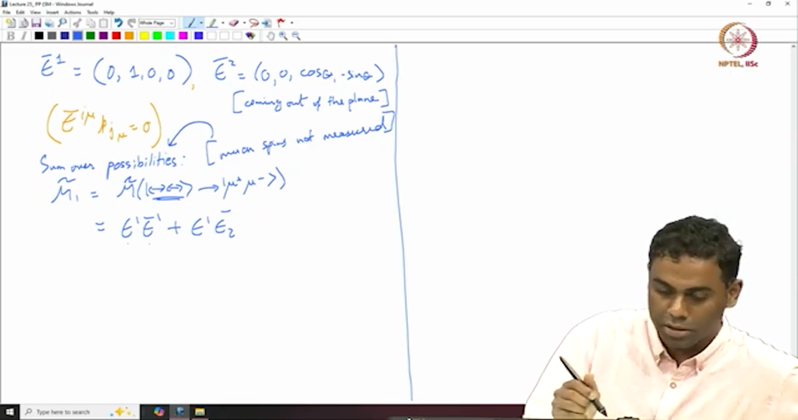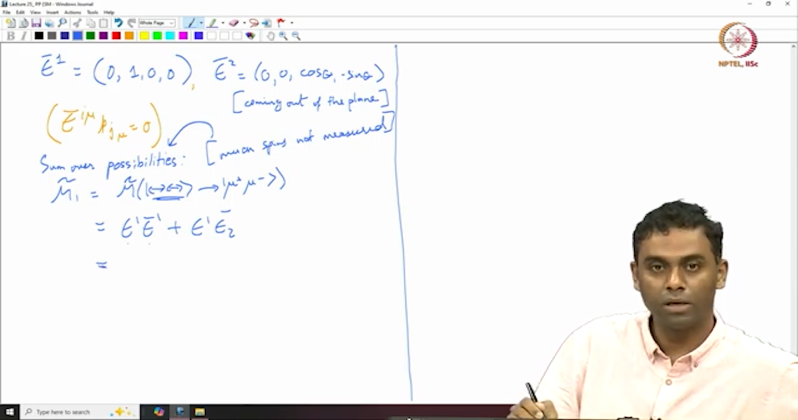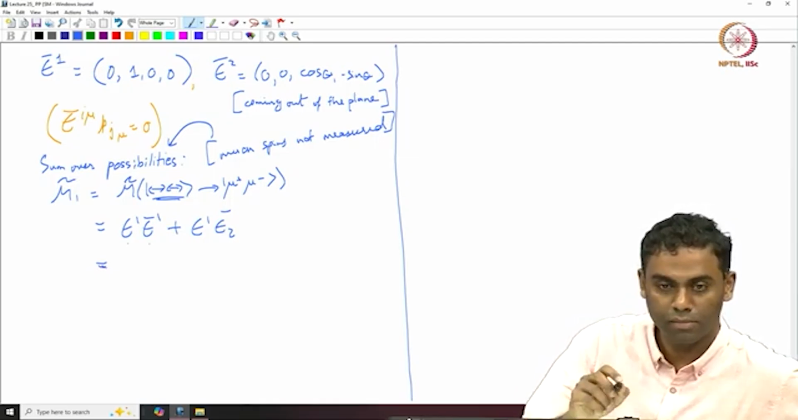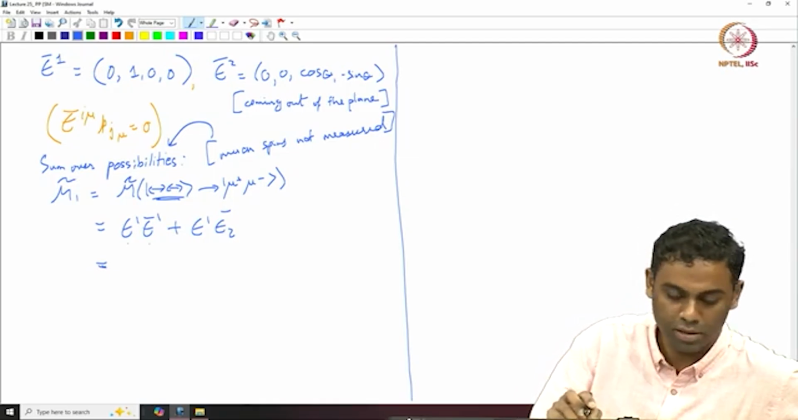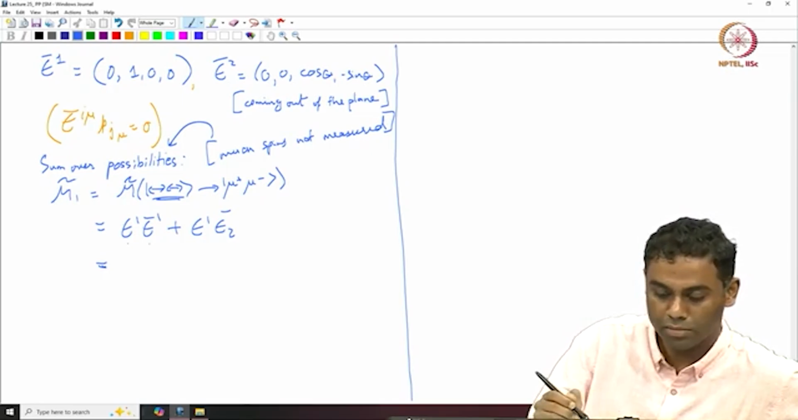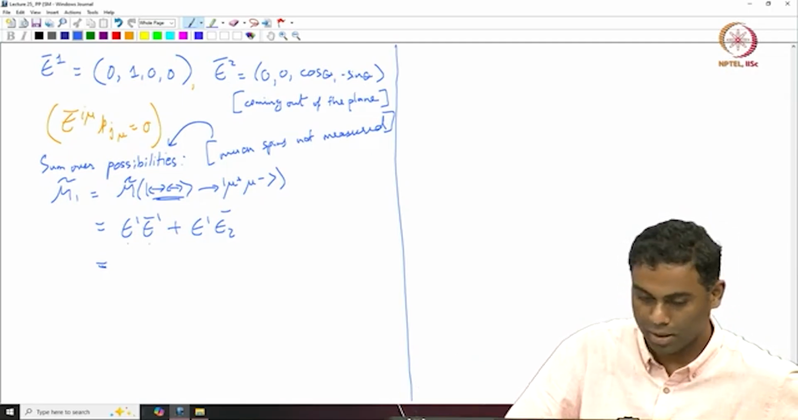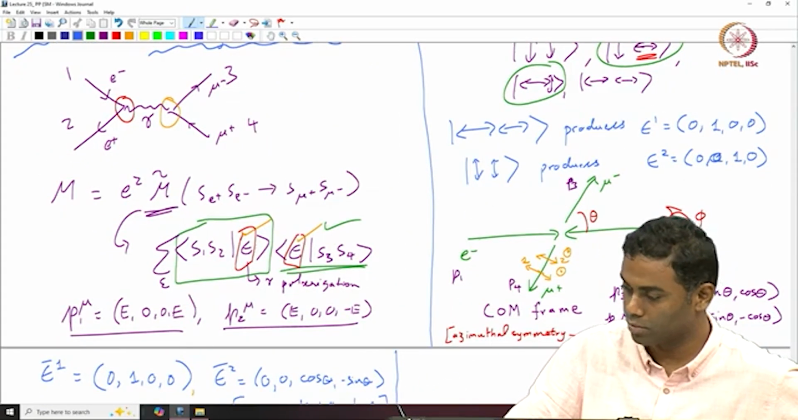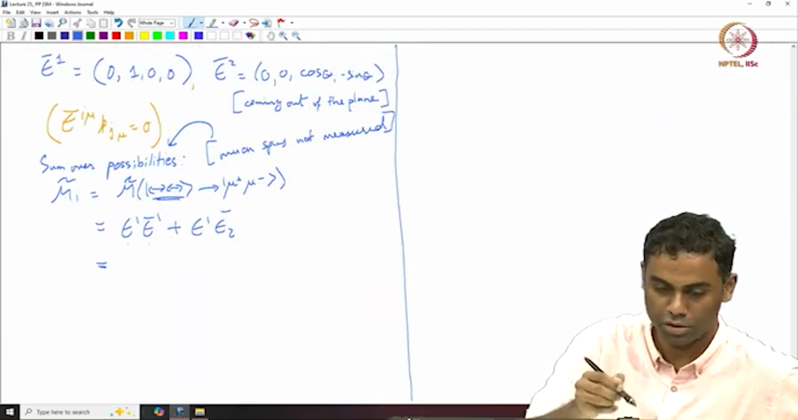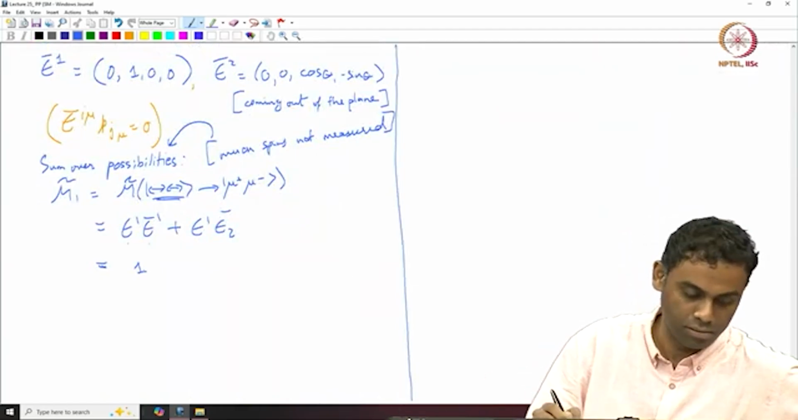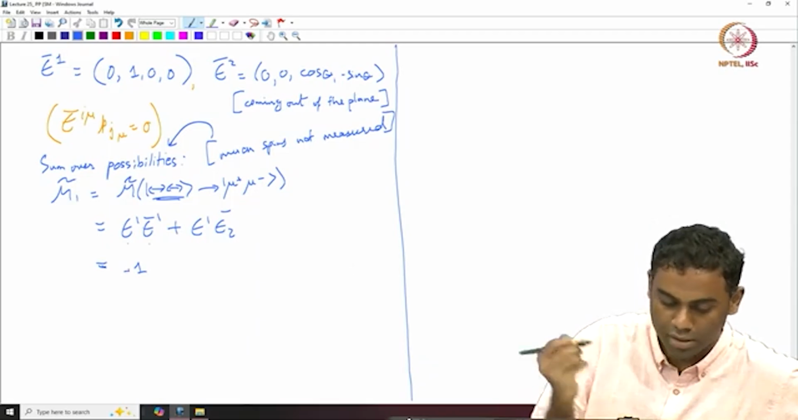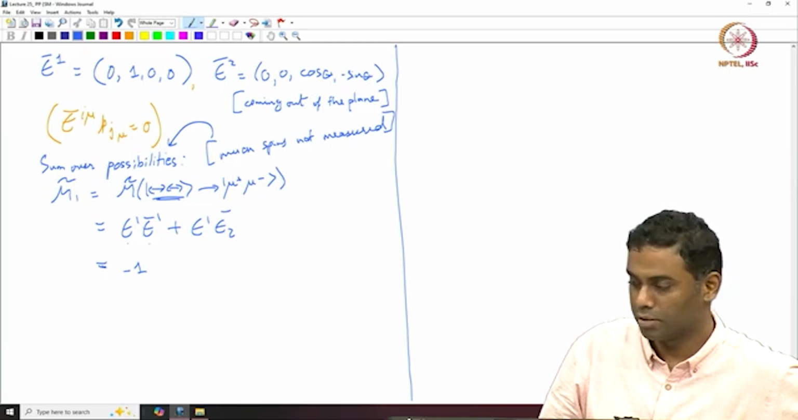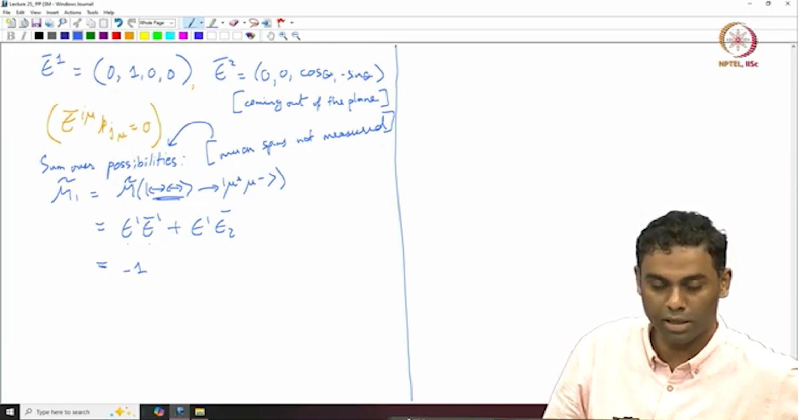Now, this is a 4-momentum dot product, if you will. A 4-vector dot product. So what do you get if I do that? Take epsilon 1 and epsilon bar 1. Epsilon 1 is 0, 1, 0, 0. Epsilon bar 1 is also 0, 1, 0, 0. So the first term is 1, right? But it's not just 1, it's actually a 4-vector product, so I get a -1 actually, correct?